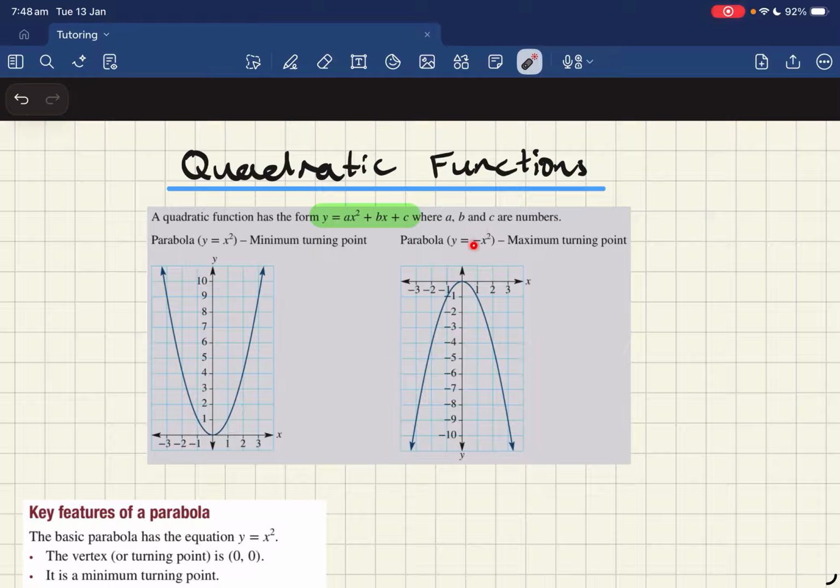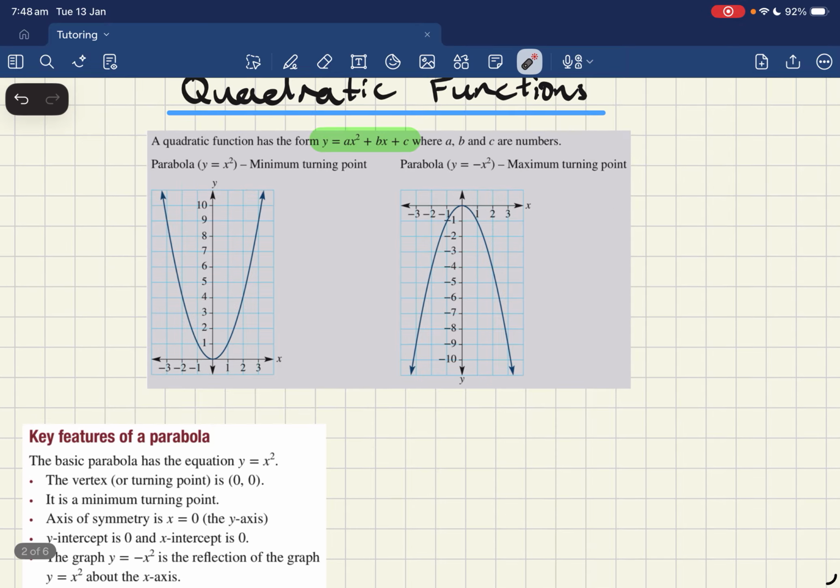When the coefficient is negative, as we see here, we get a maximum turning point. So it comes up, turns at this maximum point, and then goes back down. Now, there are a few key features of this that we're going to discuss. We talked about a couple of these ones here already. When we have y equals x squared, the vertex or the turning point is at the origin, 0, 0. That's true for both y equals x squared and y equals negative x squared.